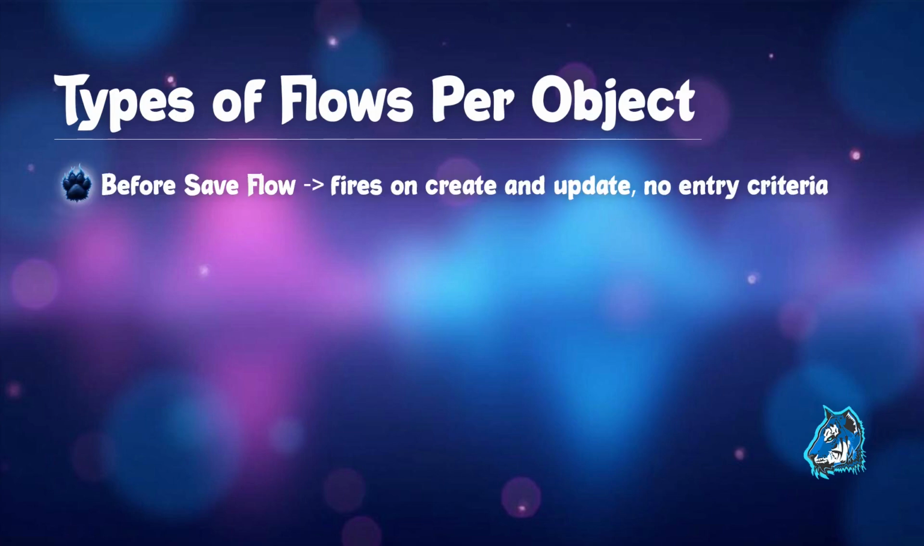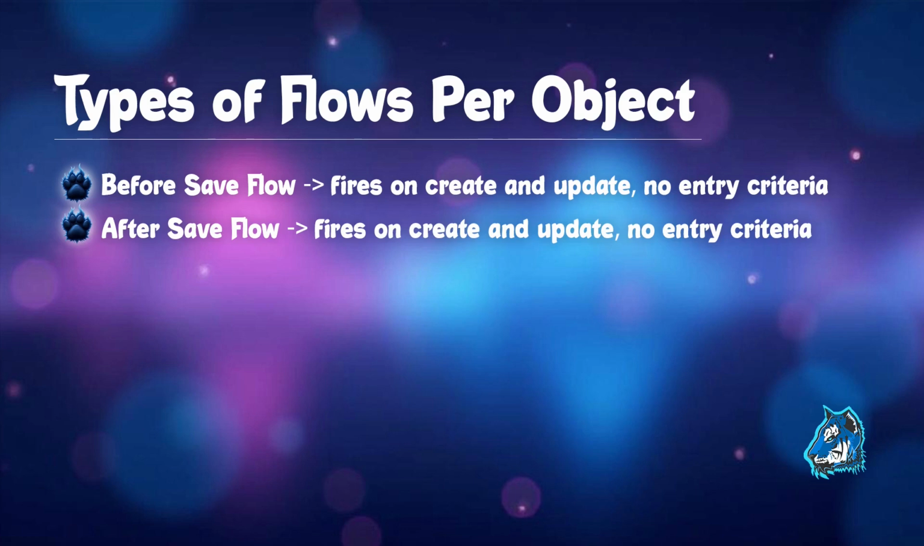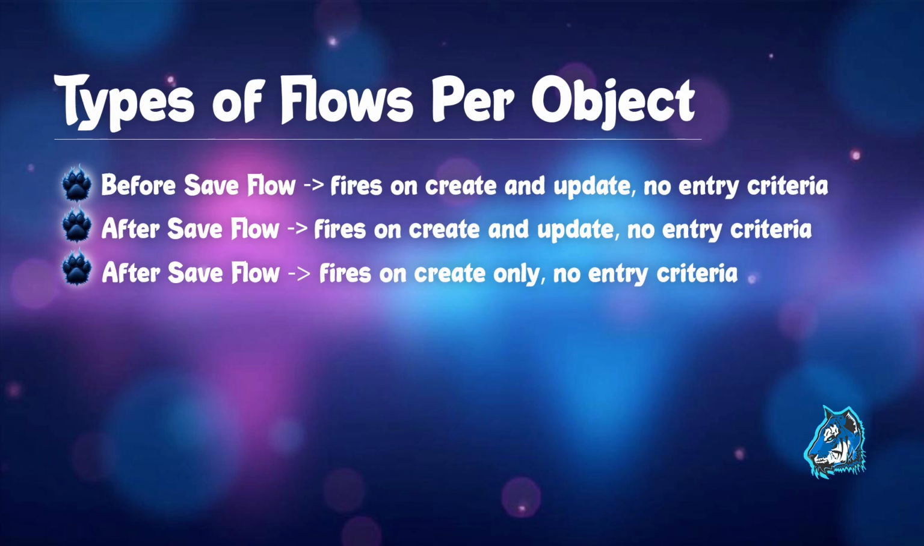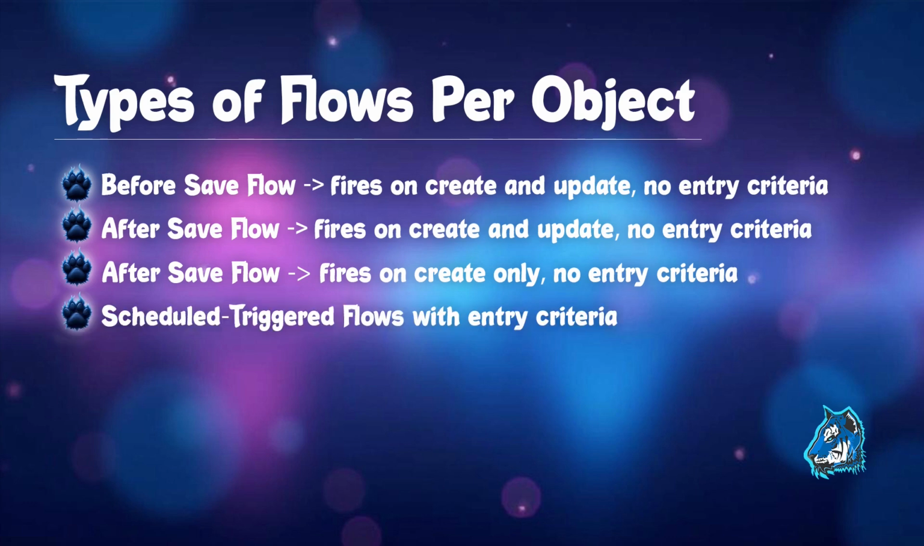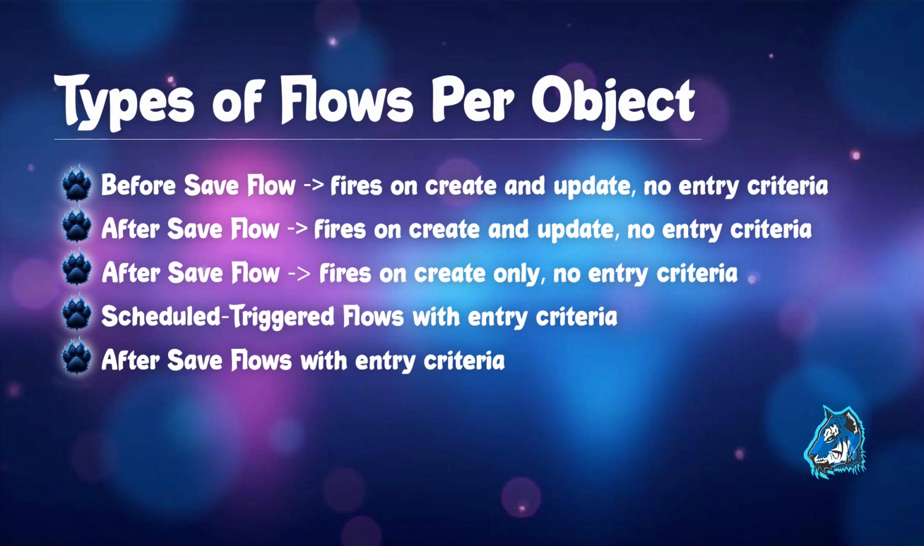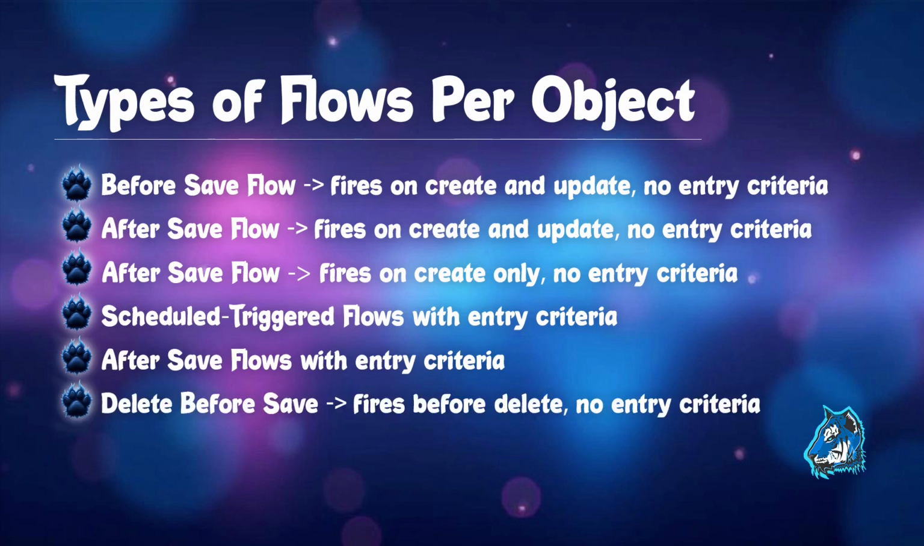We have a before save flow that fires on create and update, and there's no entry criteria. We have an after save flow that fires on create and update, and it has no entry criteria either. We may have an after save flow that only fires on create and doesn't have entry criteria. We may have multiple schedule triggered flows with entry criteria. And then we may have some after save flows with entry criteria. And then we should have one single delete before save flow, which fires before delete without entry criteria.